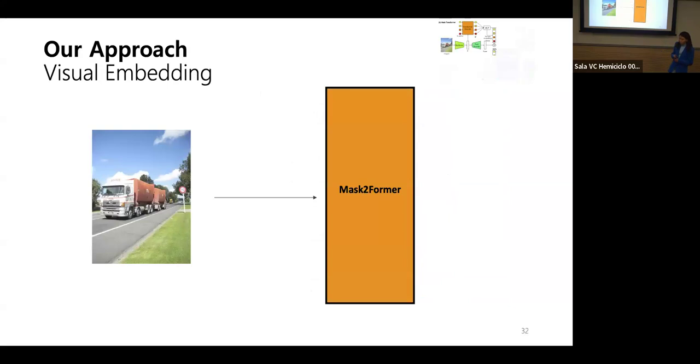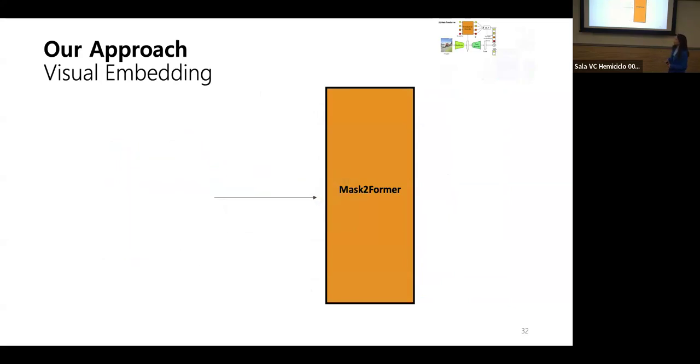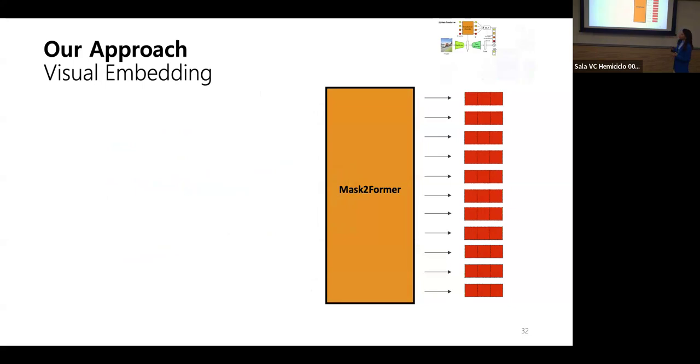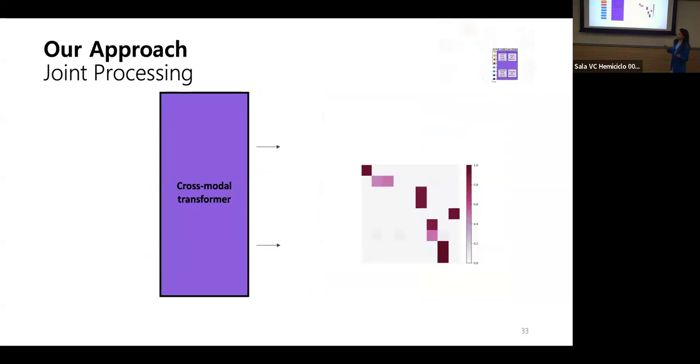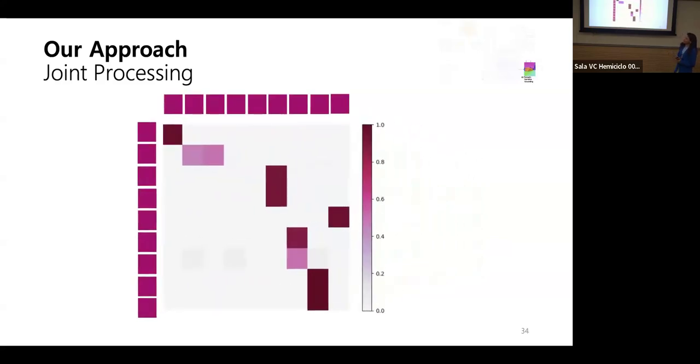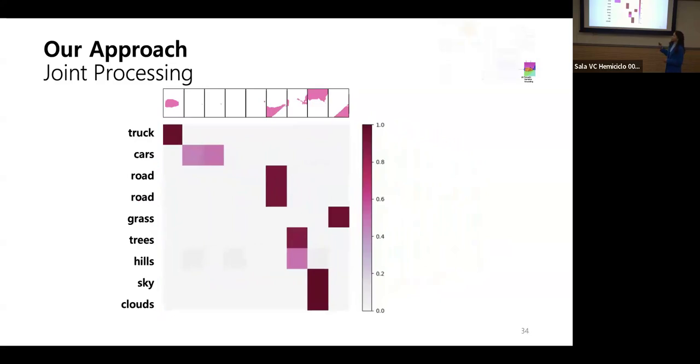For the image, we will do the same. We'll pass it through segmentation methods, in this case Mask Transformer, and that will give us embeddings for each of the masks, and these embeddings are associated with mask segmentations. Then we concatenate both branches of information and process them with a corresponding transformer. From that, we can compute a similarity metric between both modalities.